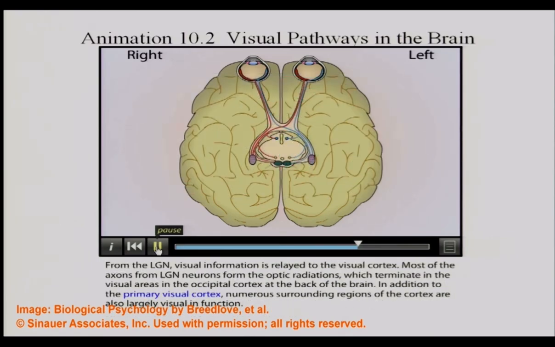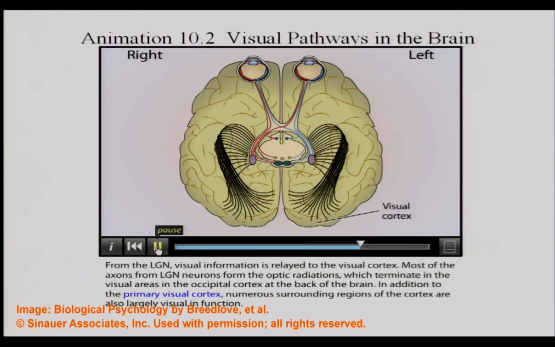From the lateral geniculate nucleus, visual information is relayed to the visual cortex. Most of the axons from lateral geniculate neurons form the optic radiations, which terminate in the visual areas in the occipital cortex at the back of the brain. In addition to the primary visual cortex, numerous surrounding regions of the cortex are also largely visual in function.